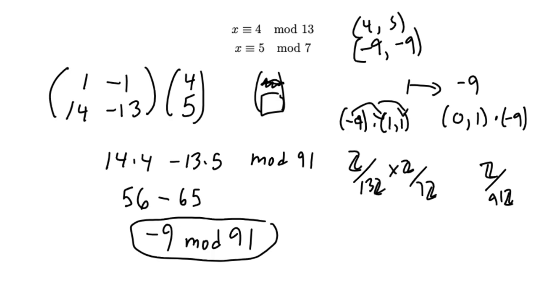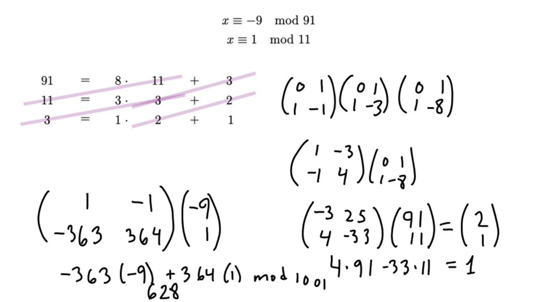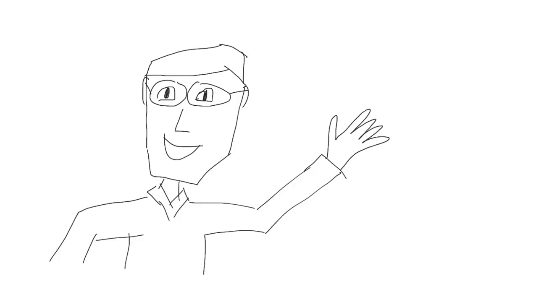Keep in mind, this congruence that we had over here is also satisfied because x congruent to negative 9 mod 91 satisfies both of these. And we were assuming that it would be satisfied as well. And so 628 satisfies that, and it also satisfies this one. So we've just done it using some matrices. Thanks for watching.